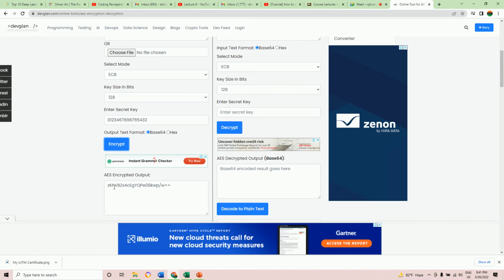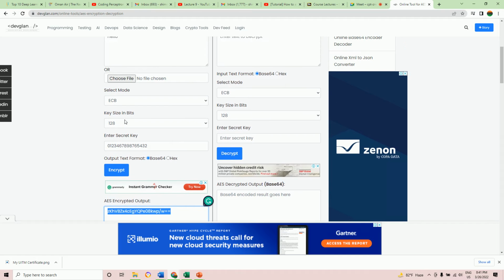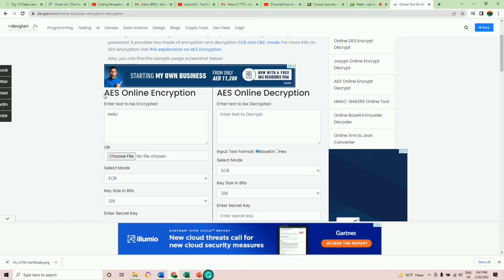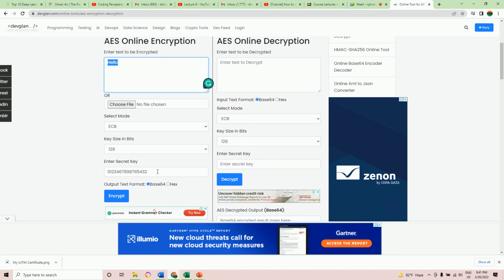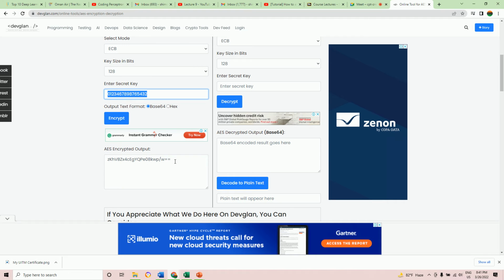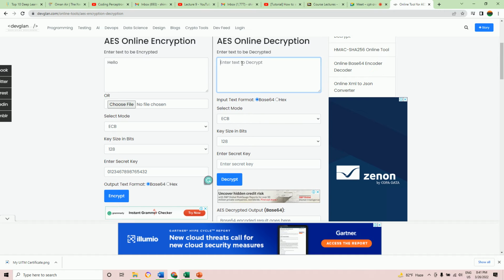Now this is encrypted data. Students, it is symmetric. AES is a symmetric encryption technique. This is the plain text and this is the key. This is the cipher text. Now let me copy the cipher text. I am going to do the decryption.